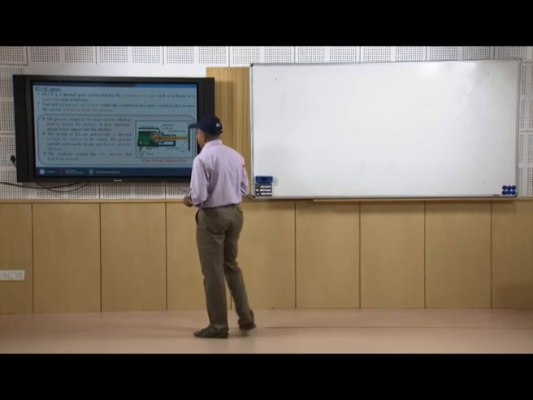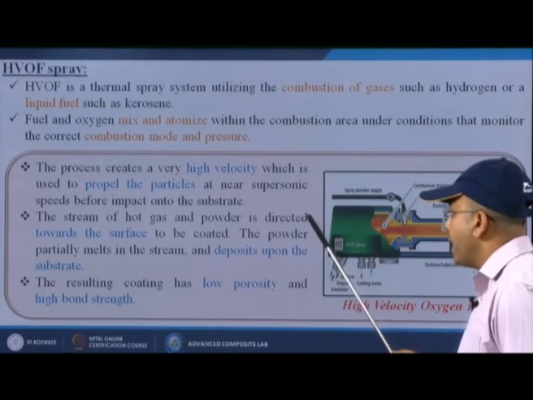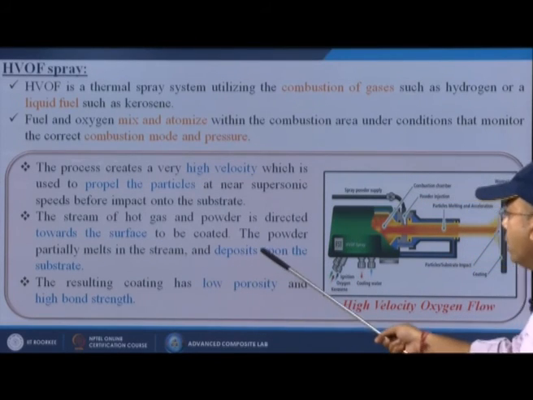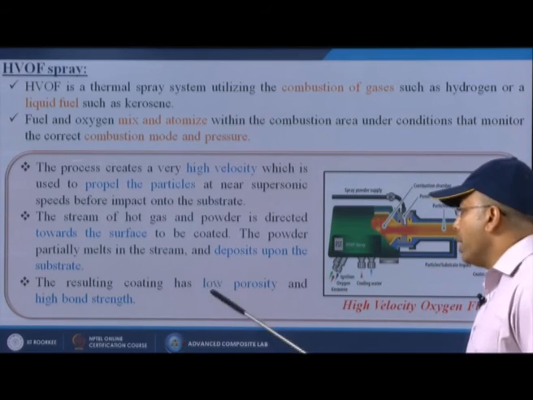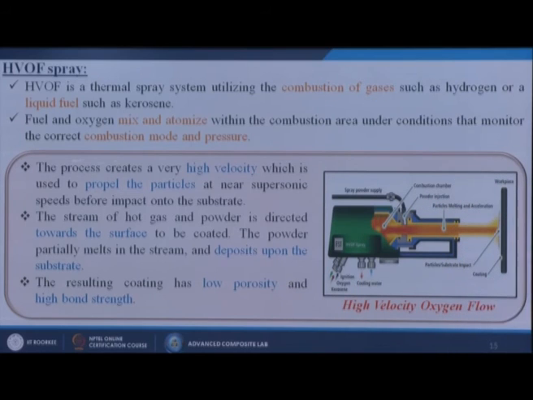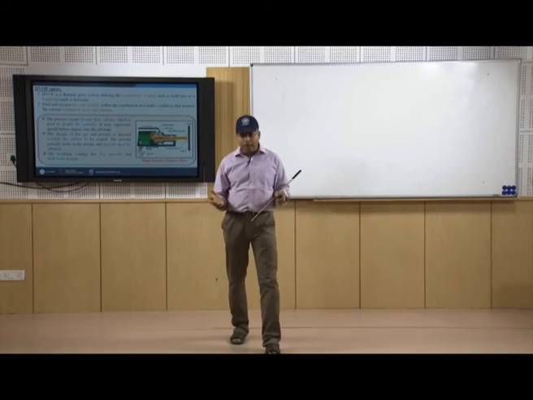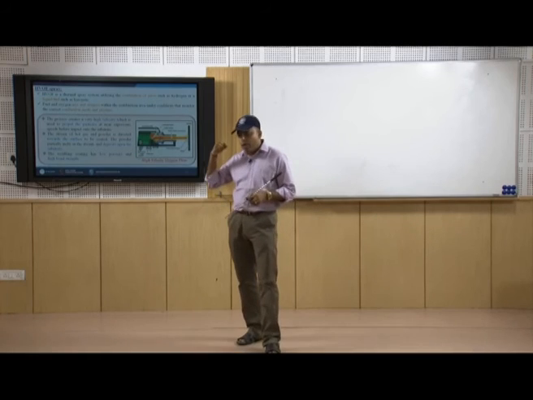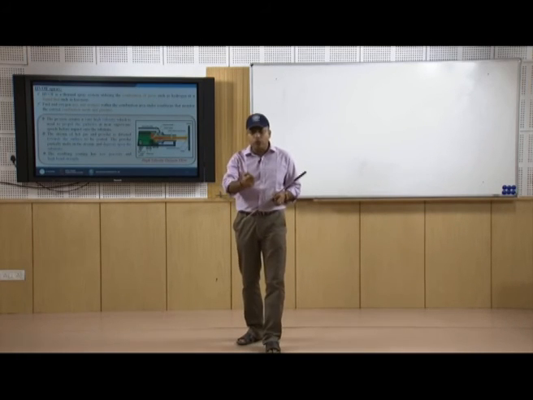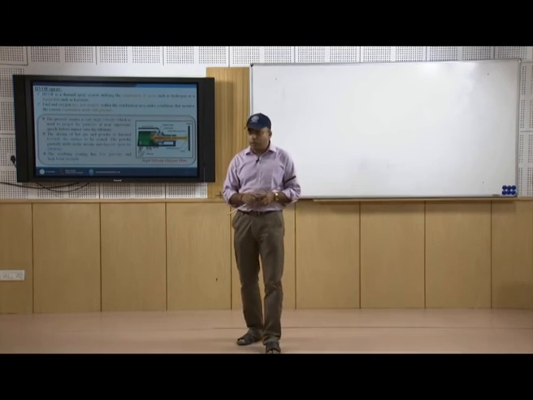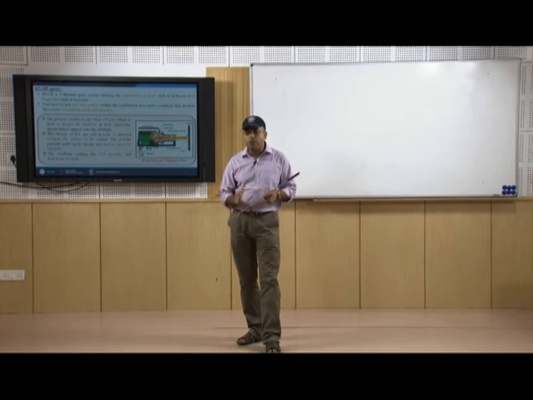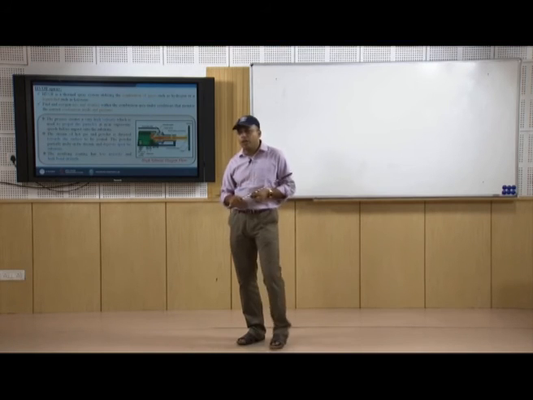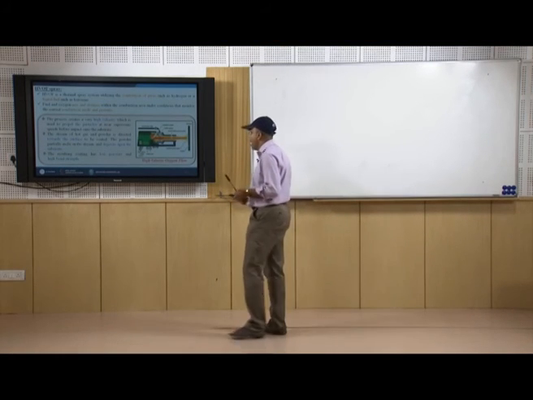The system of hot gas and powder is directed towards the surface to be coated. The powder partially melts in the stream and deposits upon the substrate. The resulting coating has low porosity and high bond strength, because huge particles at a high velocity give an impact onto that substrate, so that any virgin surface of that particular material is not possible, so that we can get a coating of less porosity and high bond strength.